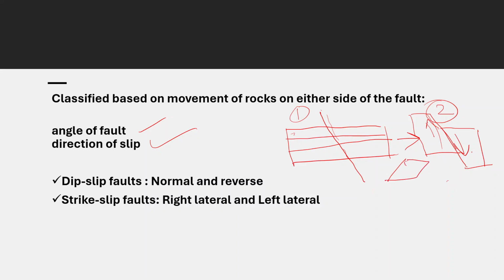It can happen in this way, where this part is coming over here, it can go this way or the other way around. I'll tell you what normal and reverse faults are. And you also have oblique slip faults, which are a combination of dip slip faults and strike slip faults. So it has a horizontal movement as well as a vertical movement.